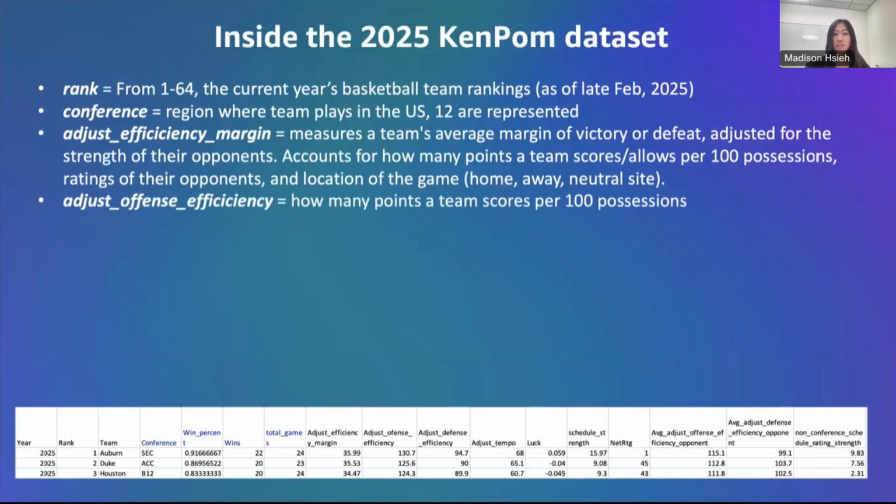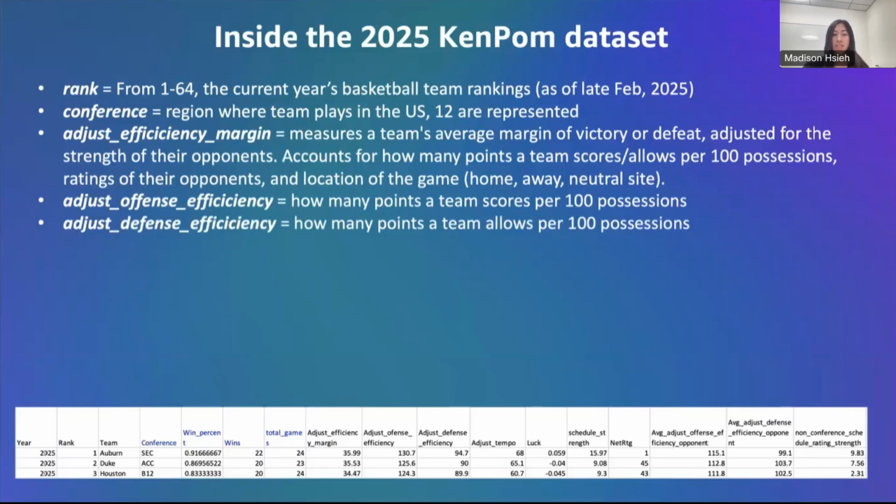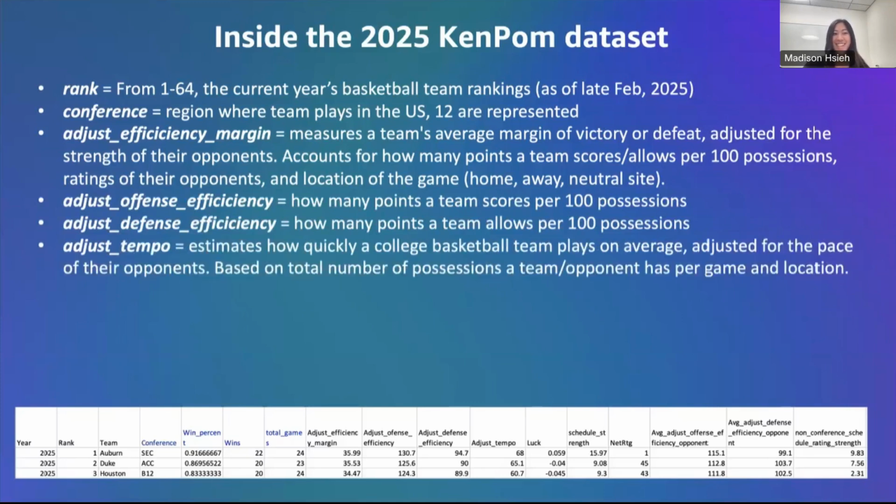Then there's adjusted offensive efficiency, which is how many points a team scores per 100 possessions. Similarly, defensive efficiency, how many points a team allows per 100 possessions. Adjusted tempo, which estimates how quickly a college basketball team plays on average. And so this is also adjusted for the pace of their opponents.